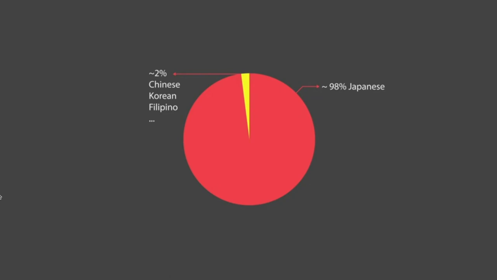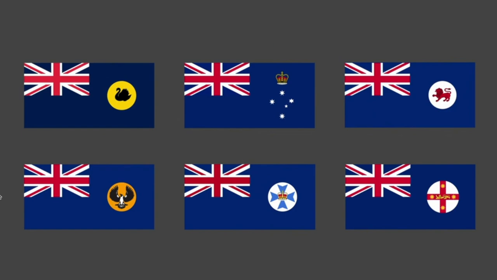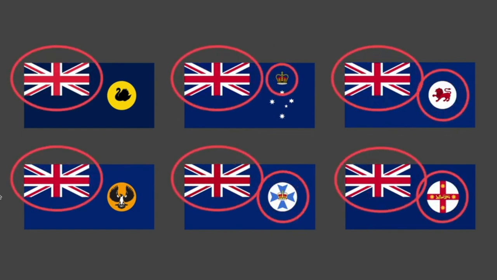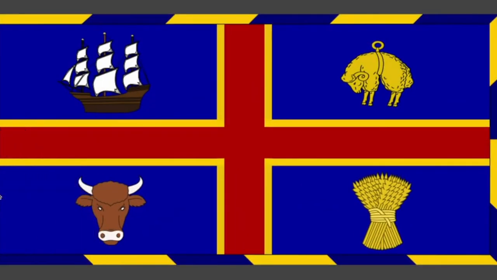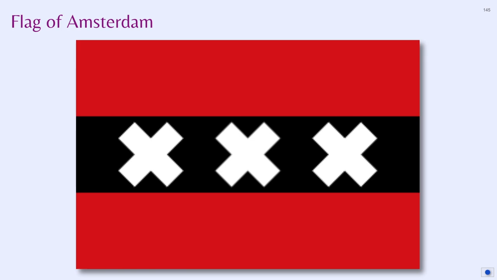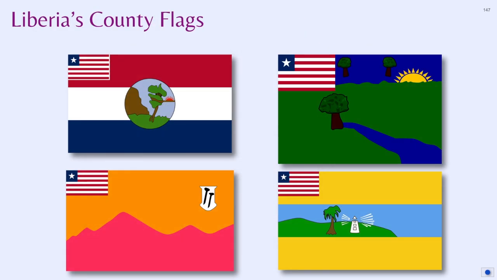Flags need to be inclusive. Contrast this with the Australian state flags. Homogeneous and Eurocentric. Sorry, Australia, that was mean. But in my defence, I didn't bring up Adelaide. That would have been really mean. I like Amsterdam's use of three colours. Whereas I think this one's possibly a bit much. And here are the county flags of Liberia, which have a niche appeal, especially for fans of floating trees.